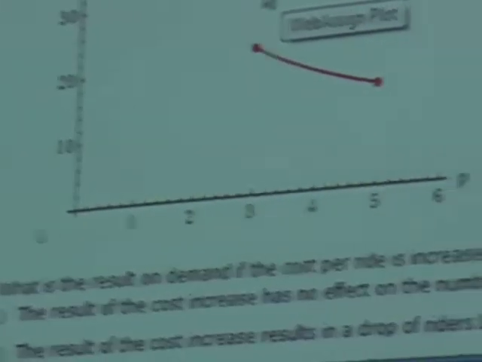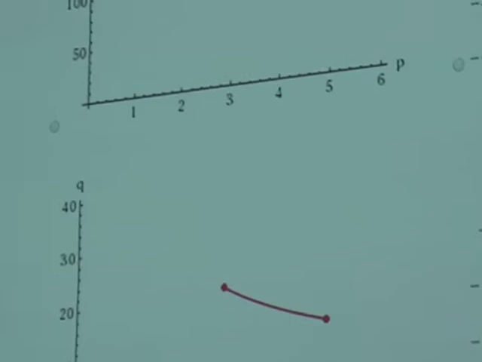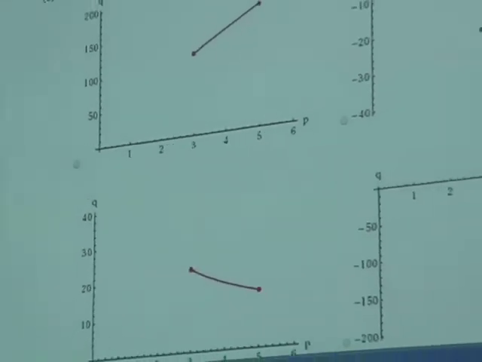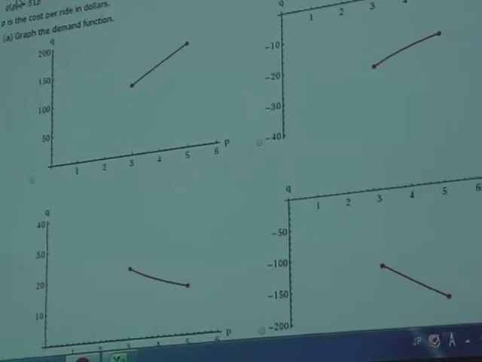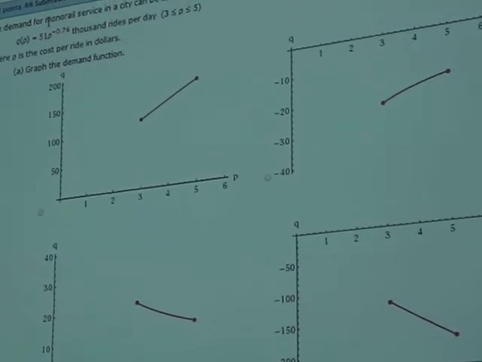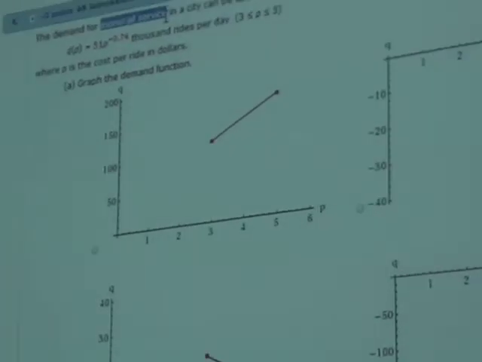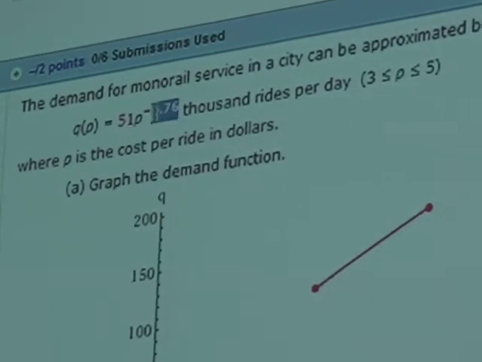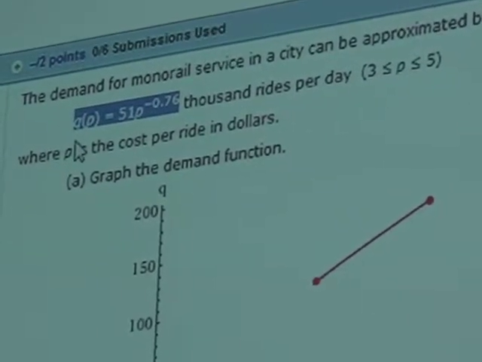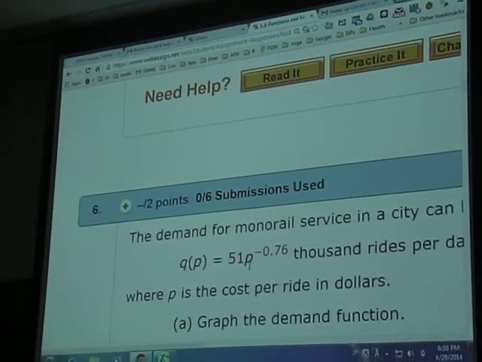So let's try and do this problem. What does it say? The demand, so what are we talking about? Is that the supplier or the consumer? The consumer, right? The demand for monorail service. Everybody know what monorail service means? What kind of train, right? In a city can be approximated by this function. Can you see that? So this is Q as a function of P.